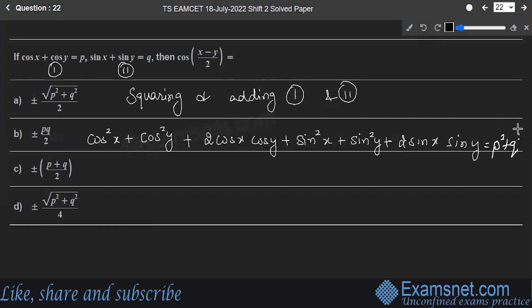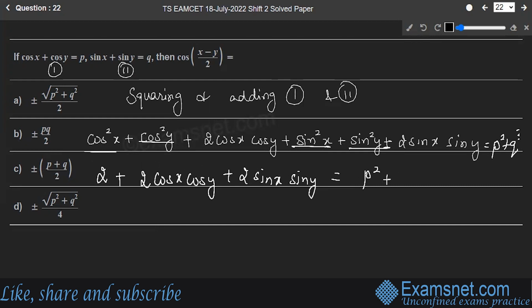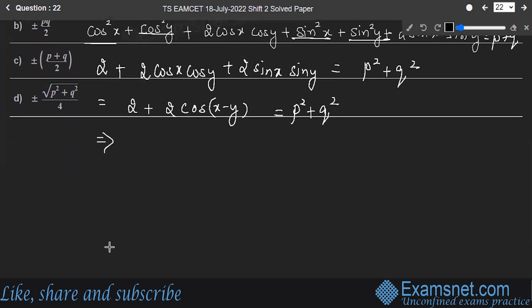All right. You know cos square x plus sin square x is equal to 1, so this plus this and this plus this. You have 2 plus 2 cos x cos y plus 2 sin x sin y is equal to p square plus q square, which gives you 2 plus, I'll take 2 common from here. This is of the form cos x cos y plus sin x sin y, which is the formula for cos of (x minus y). So this will be p square plus q square. I'll take 2 common: 1 plus cos (x minus y) is equal to p square plus q square.